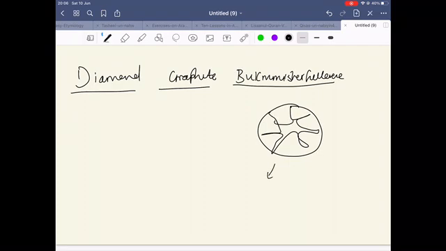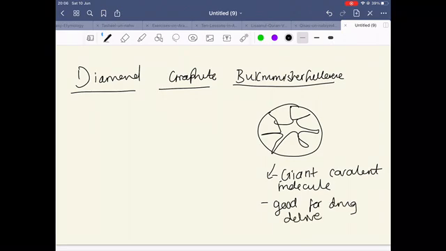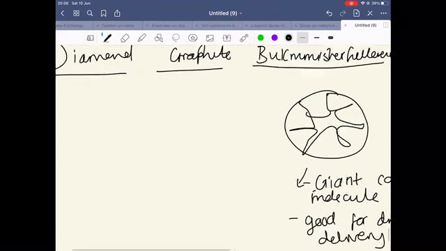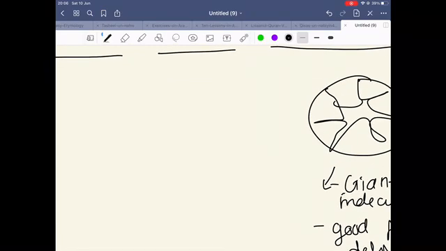I'm going to try to draw the Buckminster fullerene. This is a terrible diagram, so just Google a picture. That will be much better. It kind of looks like a football. So it's like a ball shape, and this is because it's often used in drug delivery. So drugs are encapsulated inside, and it's used to administer patients with drugs. Now, it's a giant covalent molecule because it has lots of atoms covalently bonded together, so it still has a high melting and boiling point.